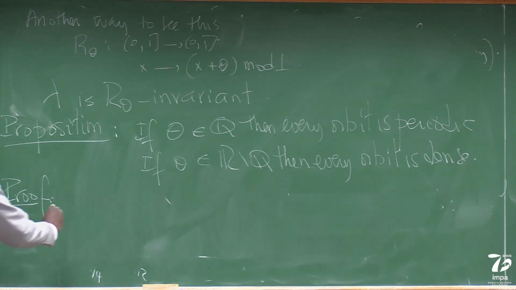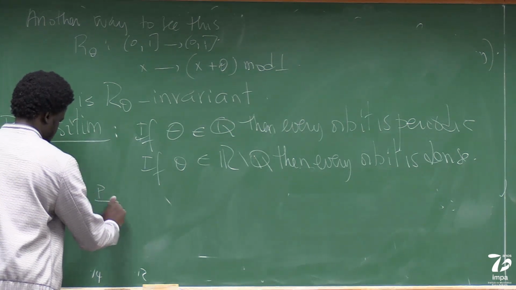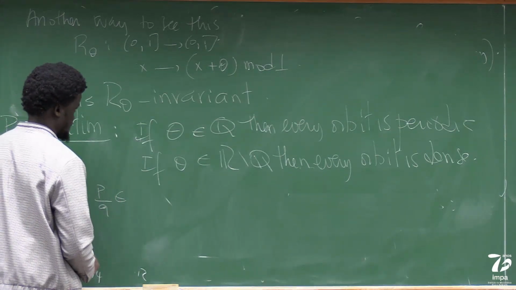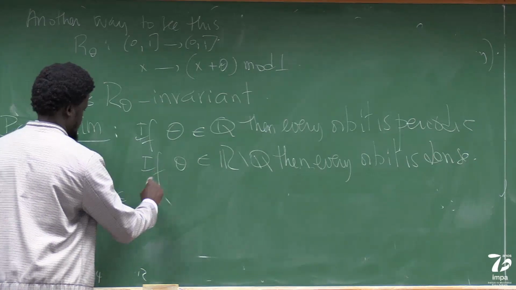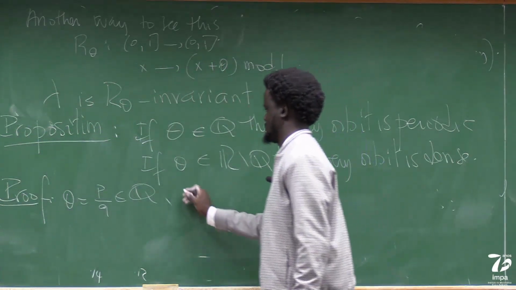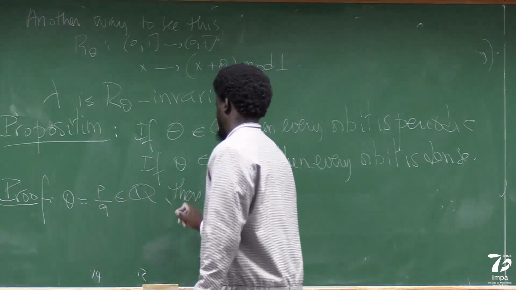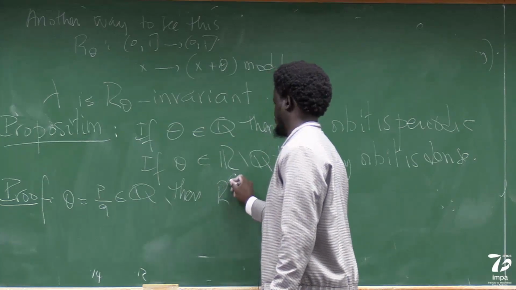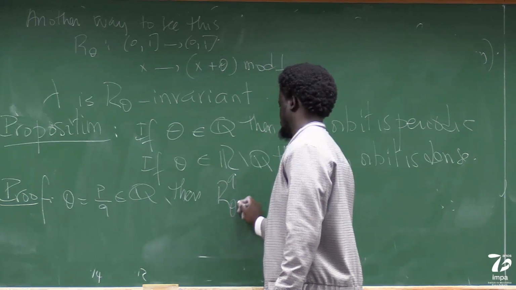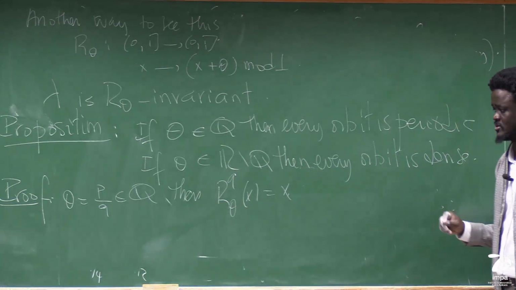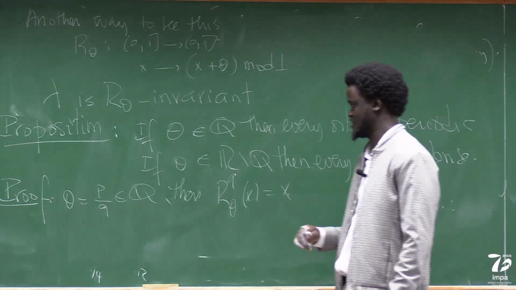So suppose that theta equals P over Q is rational. Then you can see that R_theta^Q of x is x. Okay, this is easy, nothing to say.